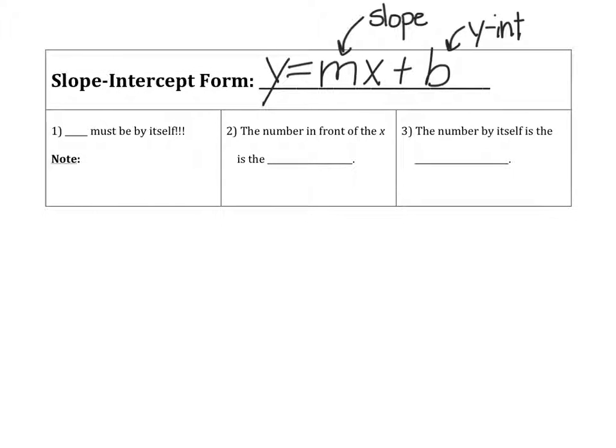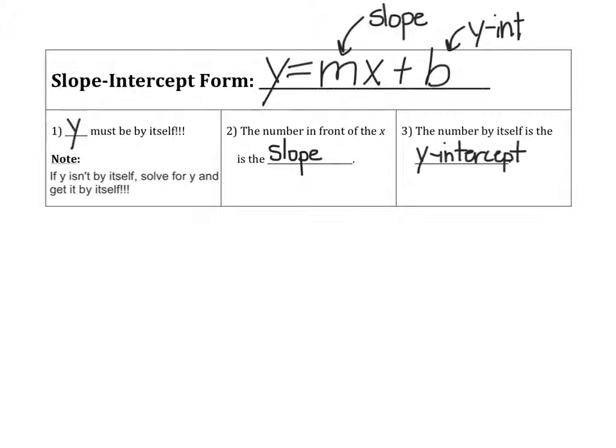Let's take a few notes about what slope-intercept form is and how it has to look. Step 1 would be y must be by itself. The note here would be, what if y isn't by itself? If y isn't by itself, then you need to solve for y and get it by itself. The number in front of x is the slope, and the number by itself, otherwise known as the constant term, is the y-intercept.